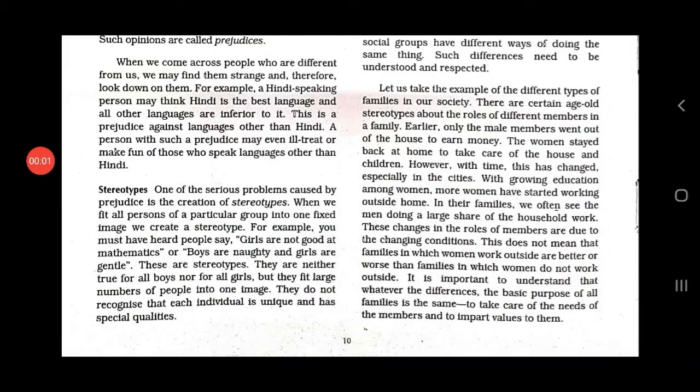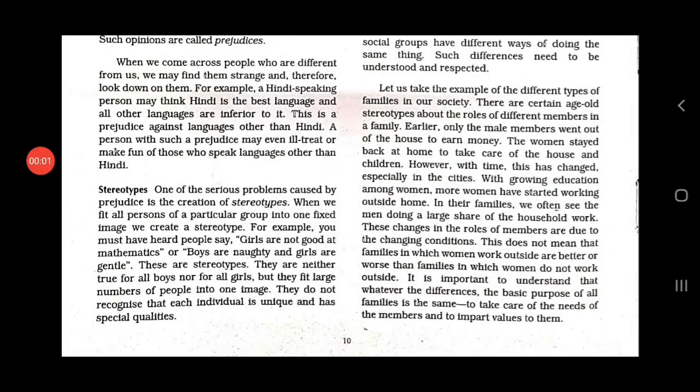Now, in the next paragraph, children, they have taken an example of different types of families which are there in our society. And in that, they are talking about the different stereotypes which are created about the roles of different members in a family. Earlier, only male members went out of the house and earned money for the whole family, and the work of women was to stay at home and take care of the house and children. Understood?